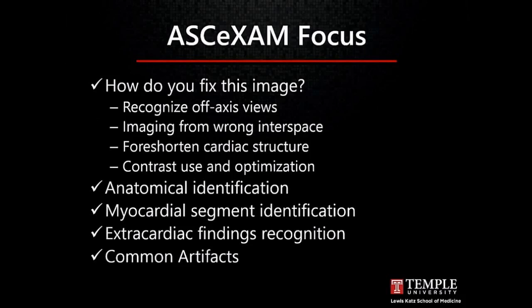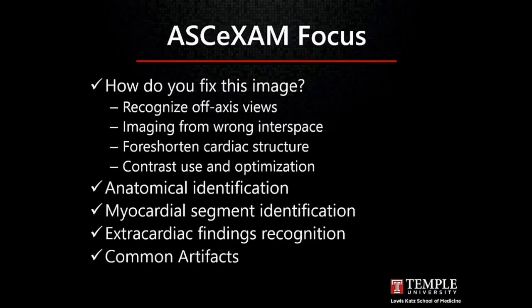Anatomical identification, these are easy pitches that you can knock out of the park, knowing your cardiac anatomy and echoes. And myocardial segments, another probably even easier pitch to knock out of the park. And then extracardiac findings, appreciating the non-cardiac structures you're imaging. That's why I went into a little bit of detail on the pleural effusion and the spine that were visible in that image. And then as we go through the course, you're going to get an appreciation for the different types of artifacts that are present and what they look like in imaging.